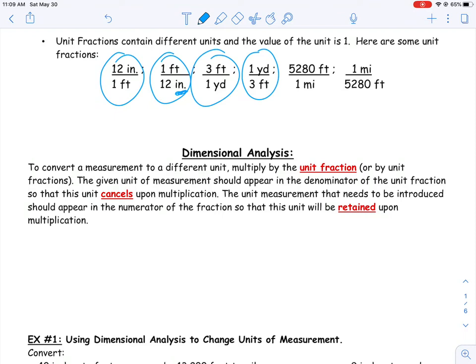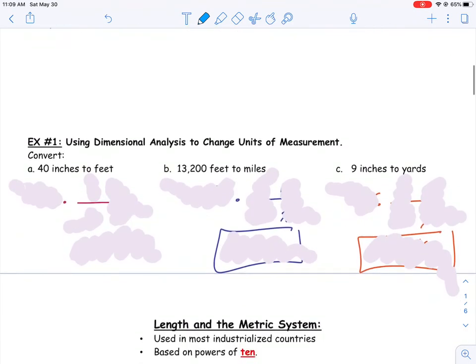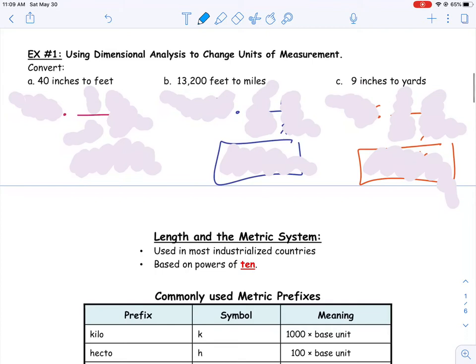Okay, let me show you some examples of how we're going to convert back and forth within that English system. And so looking at example number 1, it asks us to convert a couple of different things. Part A says convert 40 inches into feet. So what you're going to want to do using that dimensional analysis is start with that 40 inches. And if we want to get out of inches, then what we want to do is make sure that the inches in that numerator cross off with inches in the denominator. Cancel, right? And so we're going to make sure that our unit fraction has the inches on the bottom and the feet on the top. That way, the inches will cancel, and then you're just left with feet as your ending unit.